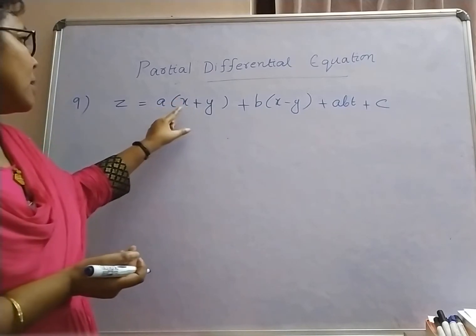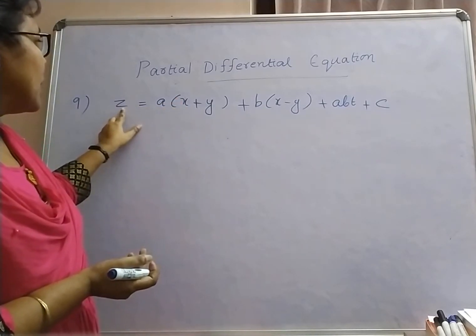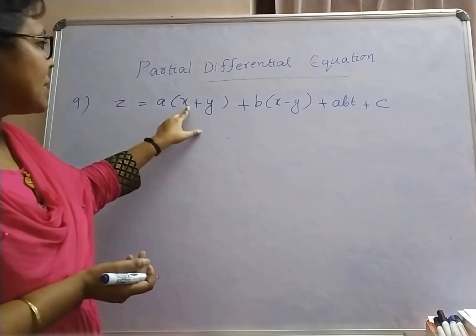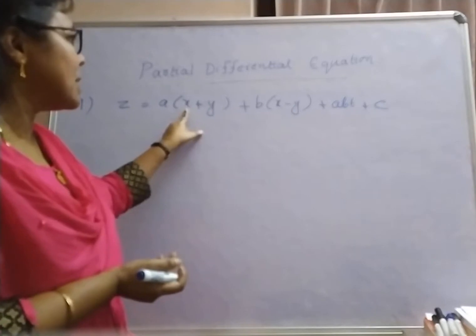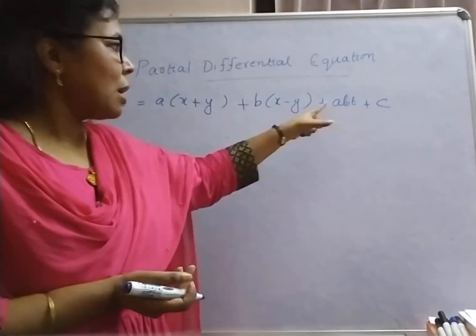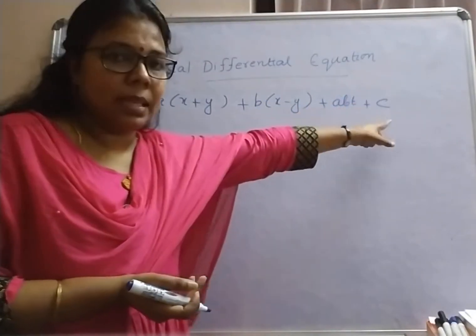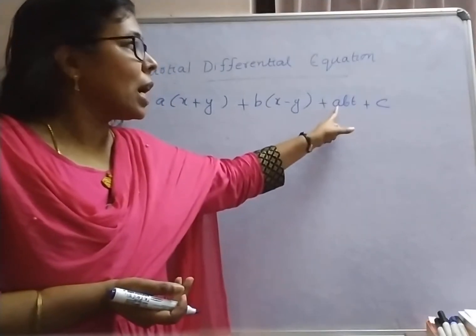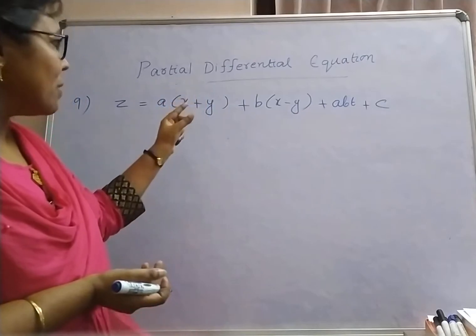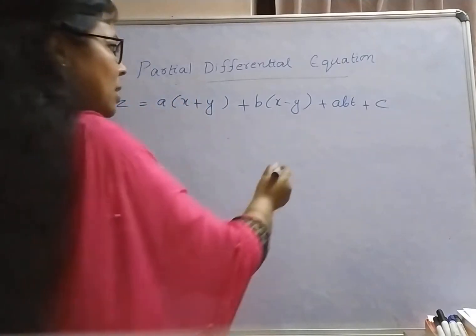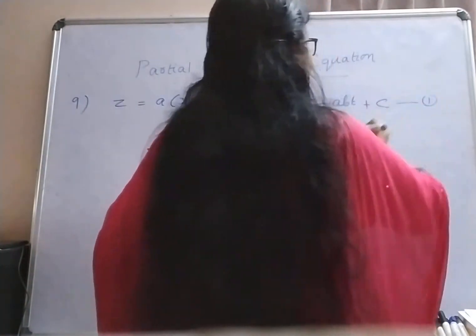Here the independent variables are x, y and t. Arbitrary constants are a, b and c. Therefore, number of arbitrary constants equal to number of independent variables. Therefore, we get a PDE of order 1. Put it as equation number 1.